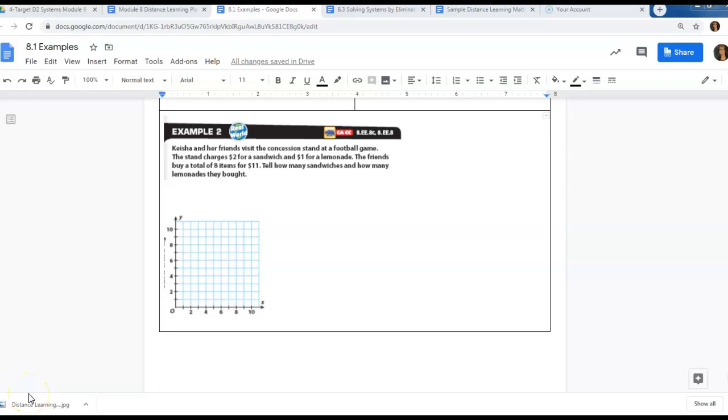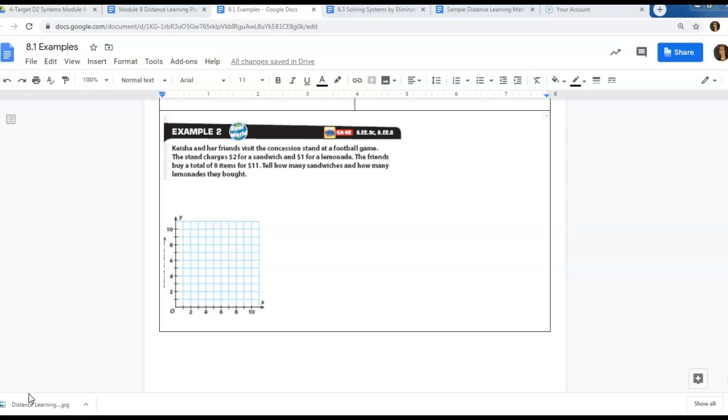Hi everyone. This is section 8-1, which is solving systems of linear equations by graphing, and this is example number 2. It says Keisha and her friends visit the concession stand at a football game. The stand charges $2 for a sandwich and $1 for a lemonade. The friends buy a total of 8 items for $11. Tell how many sandwiches and how many lemonades they bought.